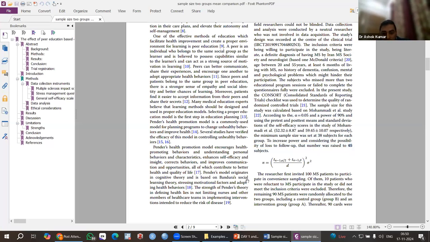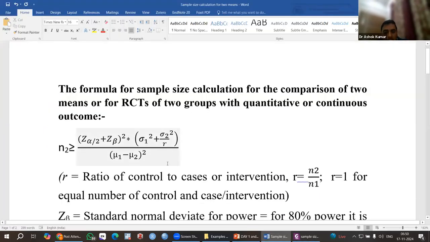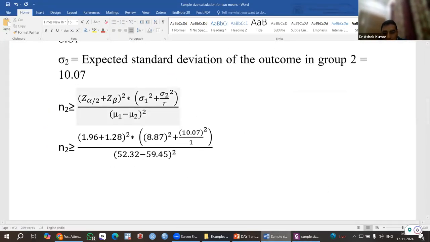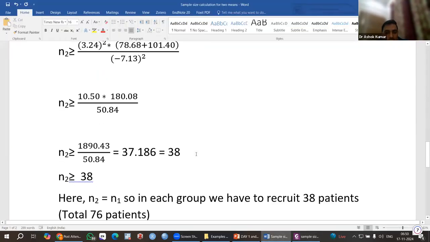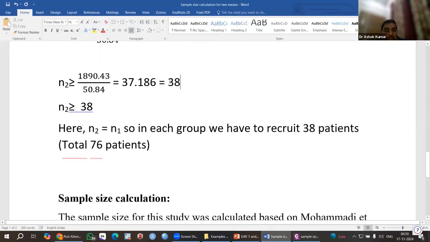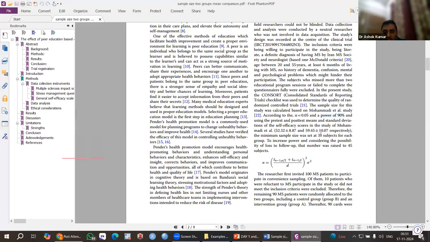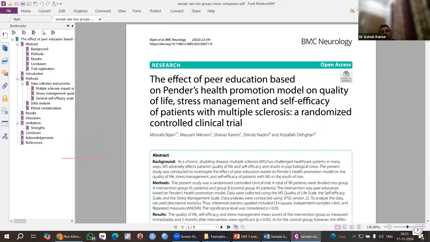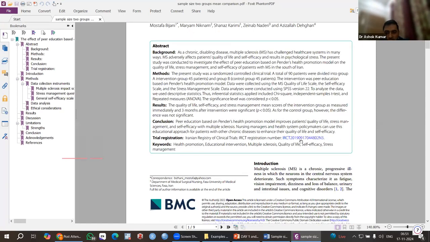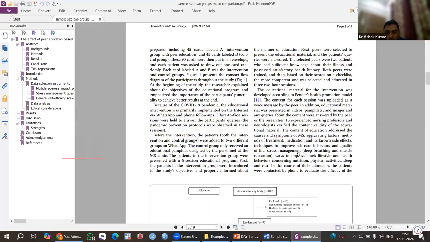So step by step, we have calculated sample size in this. You can see here, they have taken power of study as 90%. So you can see here, step by step, we can calculate sample size for this, and it is coming exactly 38. And in this it is also 38. It is a randomized control trial, and this is published in BMC Neurology. It's a very good journal, BMC Neurology. So we have calculated the sample size giving this example.